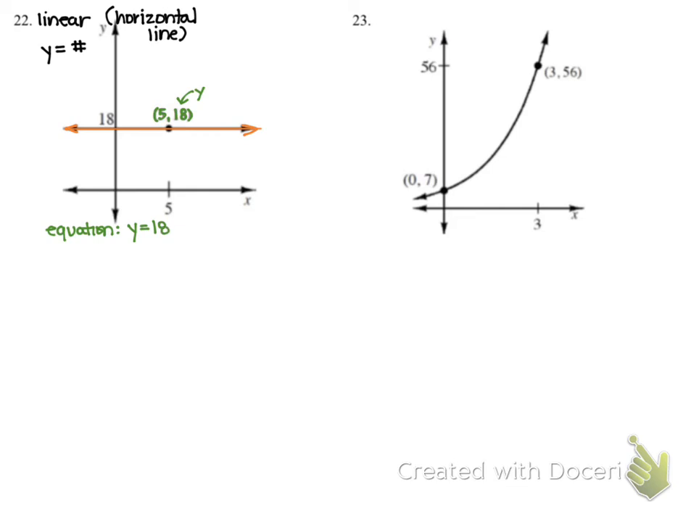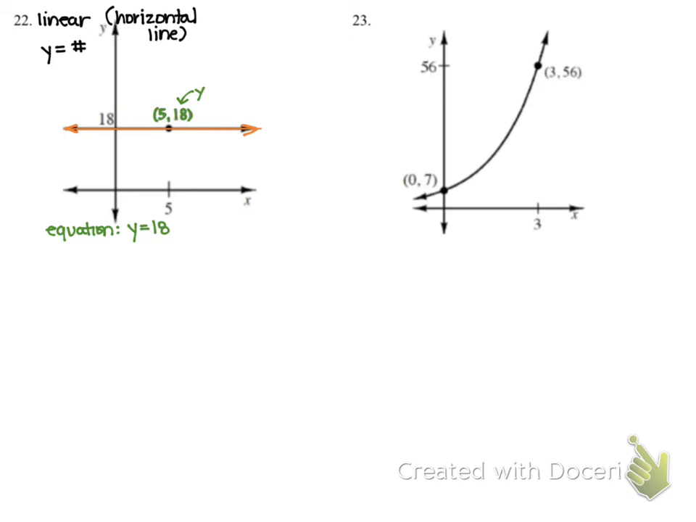Shouldn't be too bad because we have been doing horizontal asymptotes, and horizontal asymptotes are horizontal lines, which are always y equals some number. Okay, question number 23. This will be the last one for our notes. Take a look at the shape.